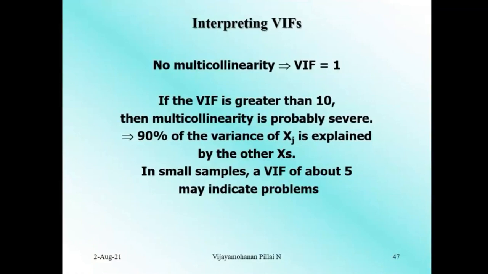If variance inflation factor is close to 1, that means there is no multicollinearity. But if it is greater than 10, then it is problematic. And usually we take this 10 as a yardstick. Any VIF greater than 10 is said to be indicating a problematic multicollinearity. Otherwise, the multicollinearity is not a problem. This VIF of 10 indicates that the problem is severe. That is, 90% of the variance of xj, one variable, is explained by the other independent variables. Even though the usual criterion is a VIF greater than 10, in small samples, we have to consider a VIF of about 5. So these are the two values that we have to keep in mind.